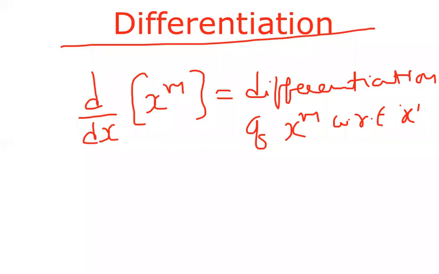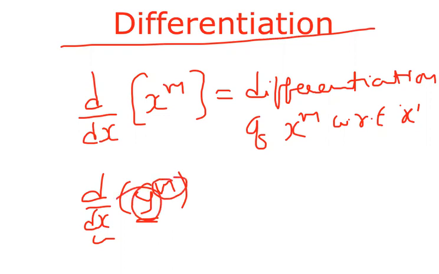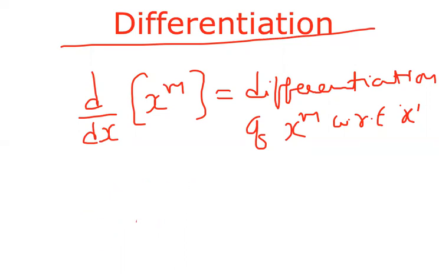Suppose for example you have written d by dx of y power m. Then we are differentiating with respect to x, but here the term we found is y. Now y is not a variable. Y is also constant. M is constant, y is also constant. So the term with respect to which we are differentiating, that term only we call a variable. Here we are differentiating with respect to x, so now this x is the variable.